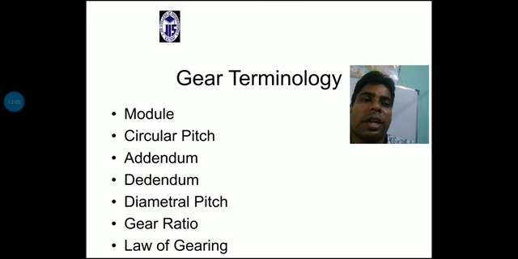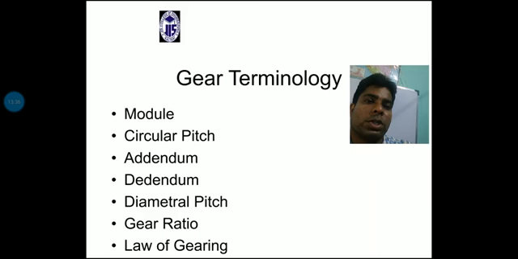Next, addendum is the imaginary line above the pitch circle diameter. If I draw a circle with the center at the addendum, that is called the addendum circle. And now the next point is dedendum. Dedendum is below the pitch circle diameter.